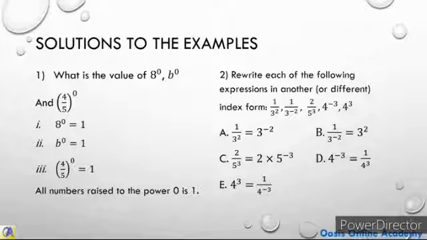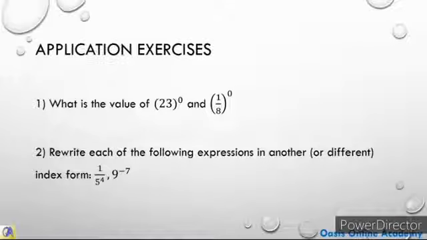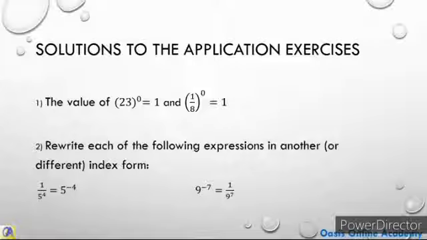Especially question D, which is 4 to the negative 3. It will be 1 all over 4 to the power 3. Okay, so those are the various examples that help you. Look at now this application exercise. Pause the video, do each of them and compare your answer.